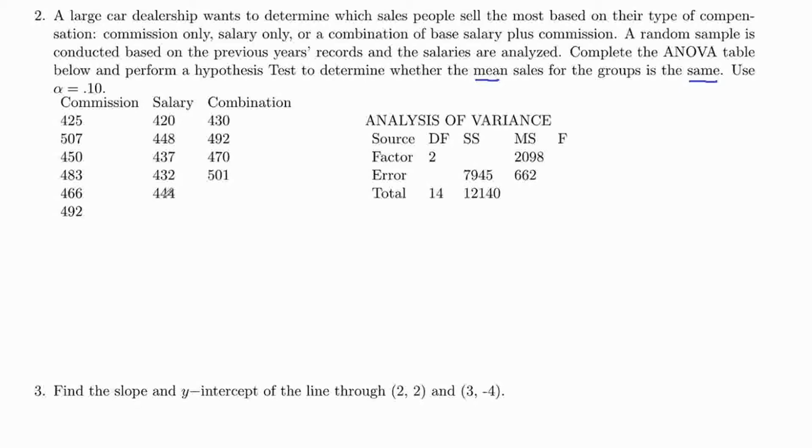So remember here that we need to set up a null and alternative hypothesis to start. So that's step 1. So we need H0 and HA. So we're testing to see if the mean sales is the same. So that's going to be our null, is that the mean for the first group equals the mean for the second equals the mean for the third. And then HA is going to be that at least 2 means differ. So not necessarily all 3, but at least 2 of them differ. That's the opposite of they're all equal.